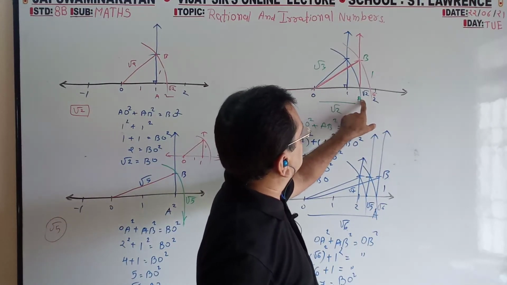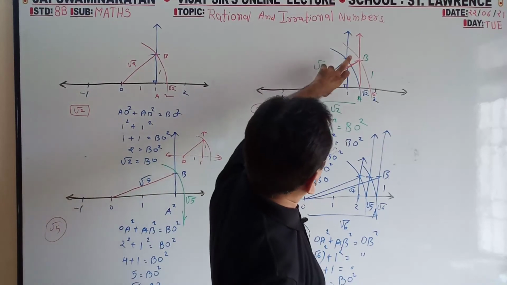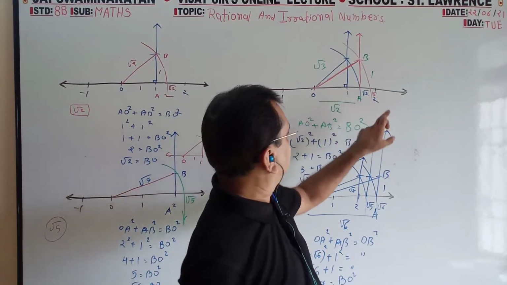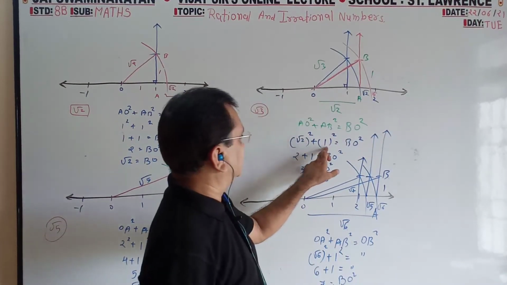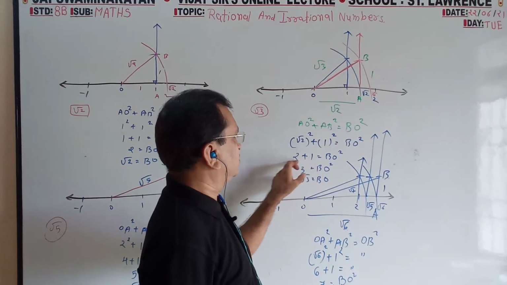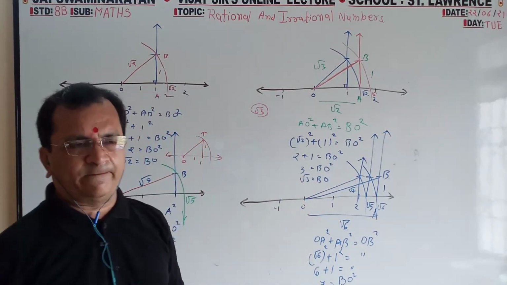So on root 2, same height, 3 cm, 3 cm, join. Then this will be root 3. How to show the calculation? Root 2 square plus 1 square. Root 2 square means 2, 1 square means 1. So this is 3, BO square, so taking the square root, under root 3.